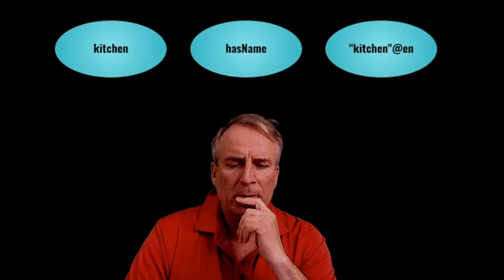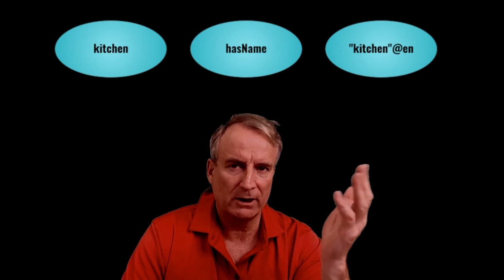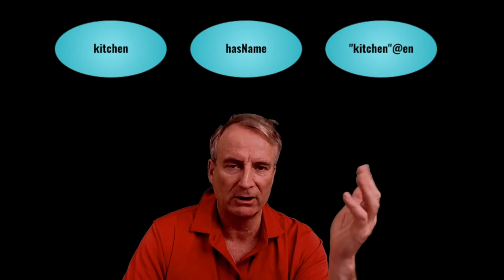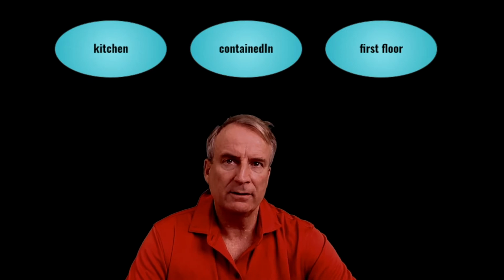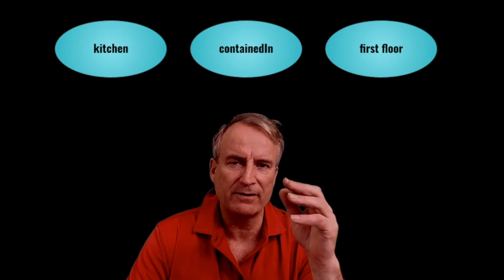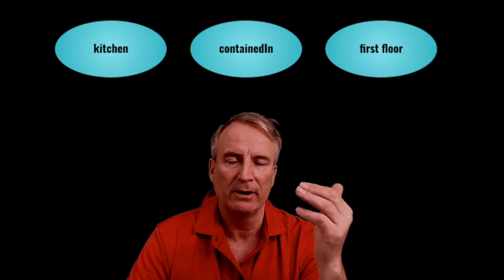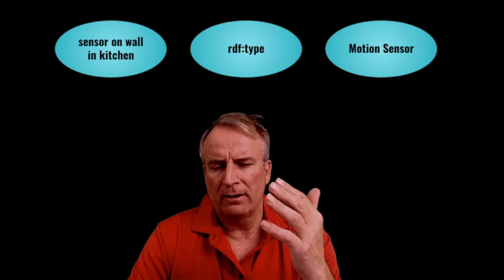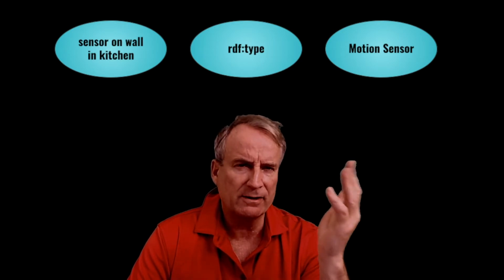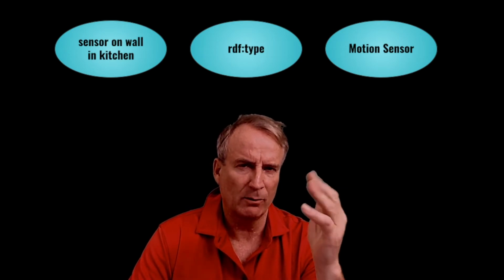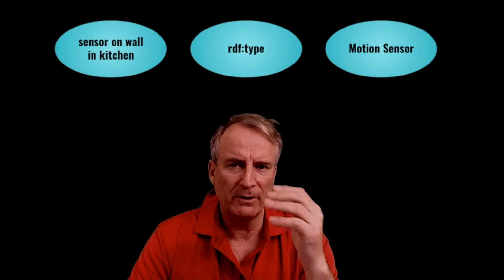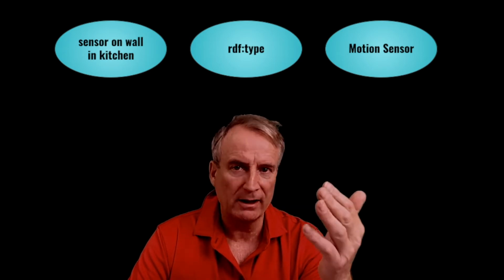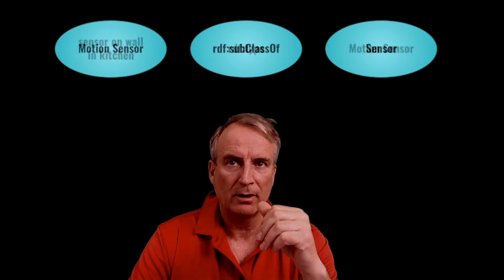So for example, the kitchen has a name kitchen. So this is a property of the kitchen. The kitchen is contained in the first floor. So this is an example of a relationship specified as a triple. There's a sensor on the wall in the kitchen, and it has a type of sensor, a motion sensor. So here we're expressing a type relationship, but again, it's just another triple.